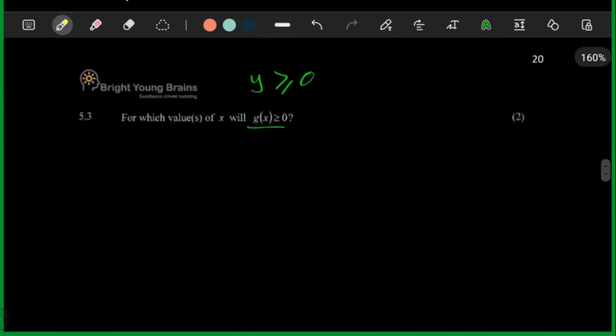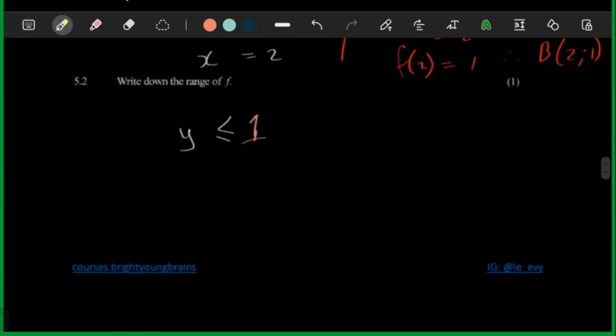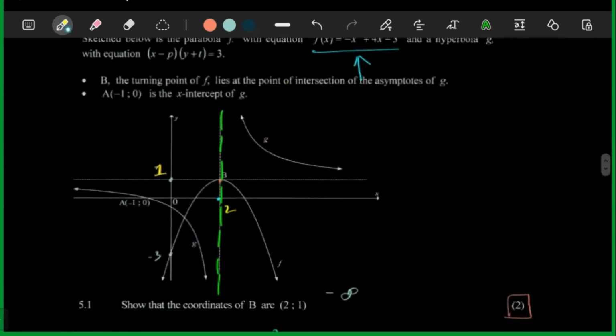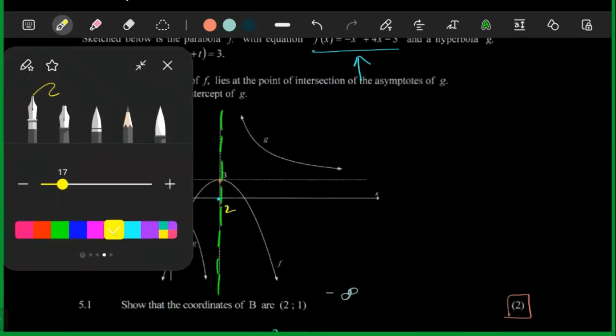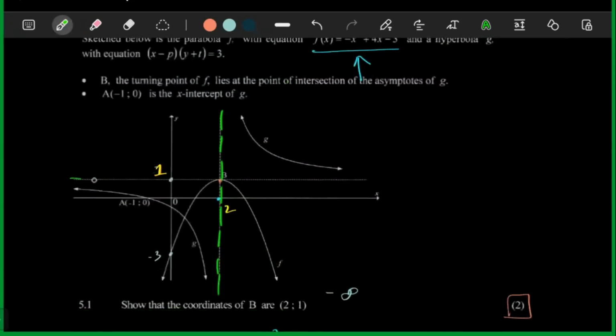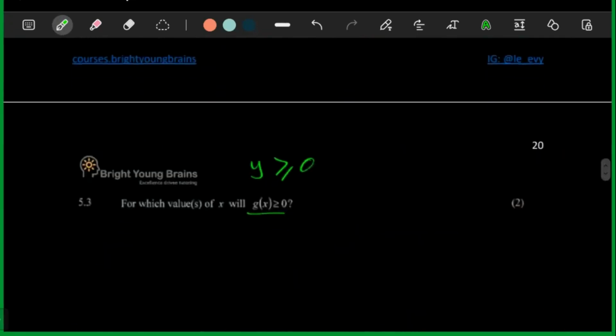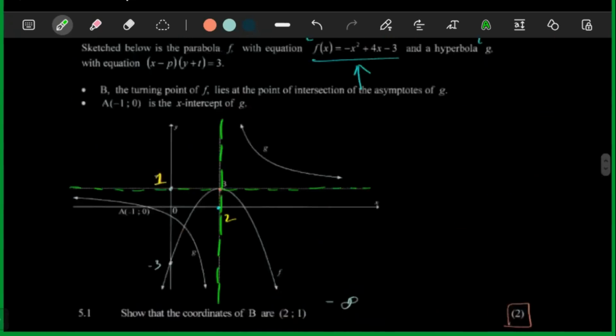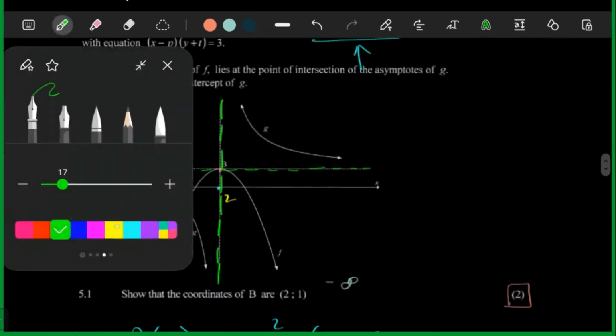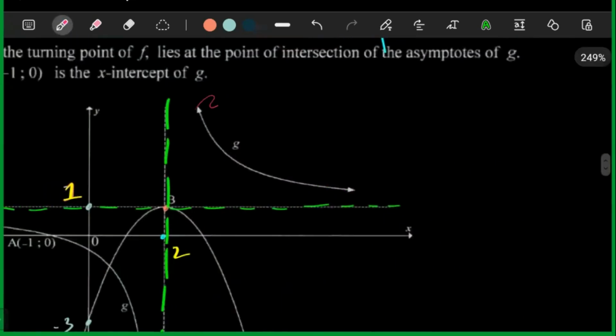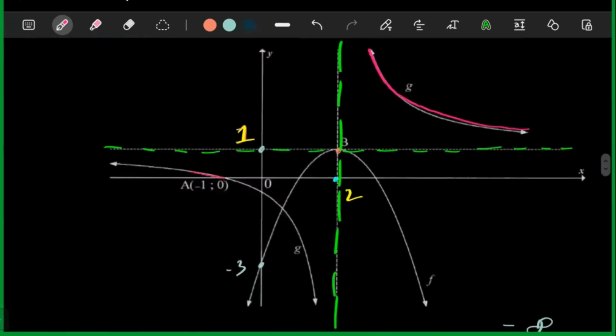So this question is asking for which values of x will g of x be bigger than 0. So any question like this is asking you where are the y values of g bigger than 0. So what you can see here is that you just need to be careful. They're asking for which values of x will the y values be bigger than 0. So if you look at your image nicely, the y values are bigger than 0 over here. The y values are bigger than 0 over here.